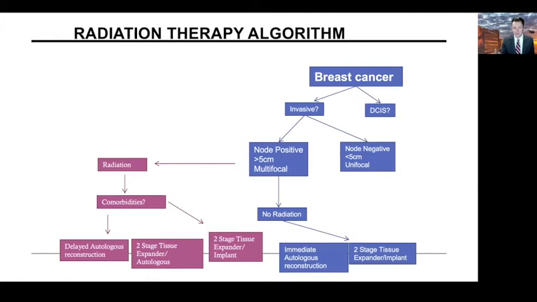Many times the decision to go for radiation is based on tumor size or lymph node involvement. If we look at patients that have been radiated, we usually reconstruct about 75% of those with a complete autologous reconstruction, saving an implant for only about 25% of patients that have been radiated. For patients that are non-radiated, implant reconstruction approaches 90%.